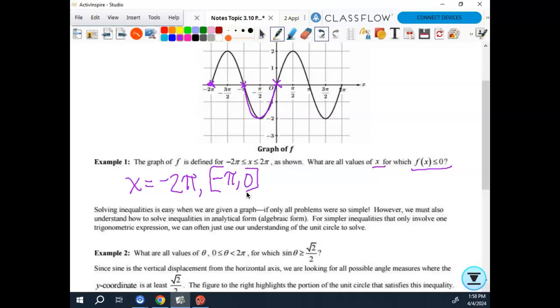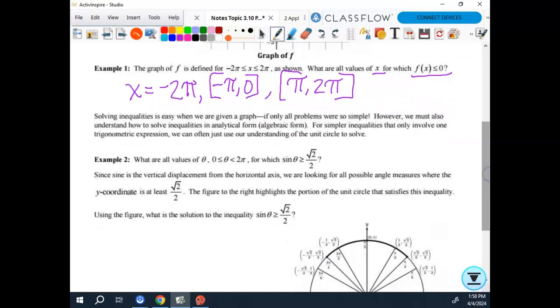Sorry. All right, then what's the next time it is less than or equal to 0? Pi. And then I'm going from pi to 2 pi. Okay, do I include these? Yes, and I actually will this time. We good with that? Okay. I hope so, because that was fairly simple. And it even says, solving inequalities is easy when you are given a graph.